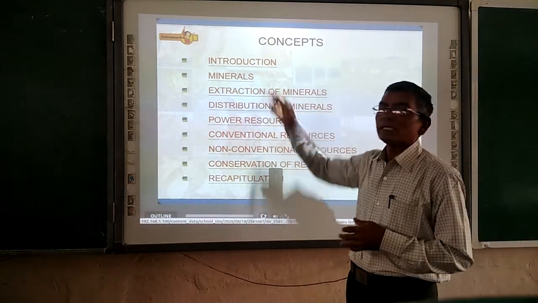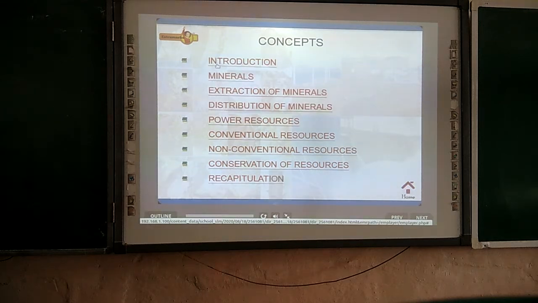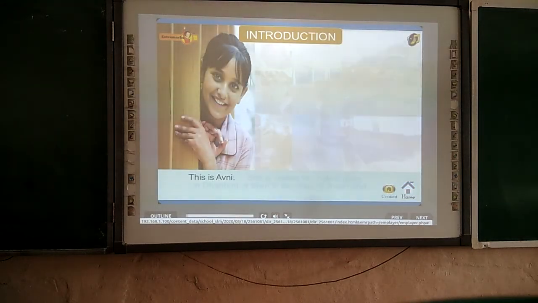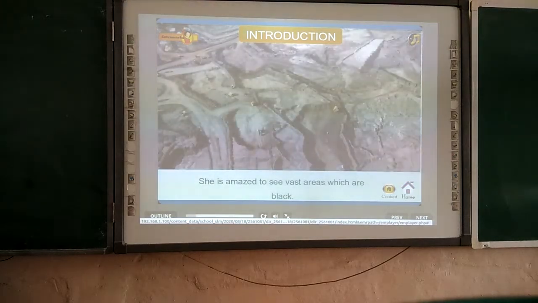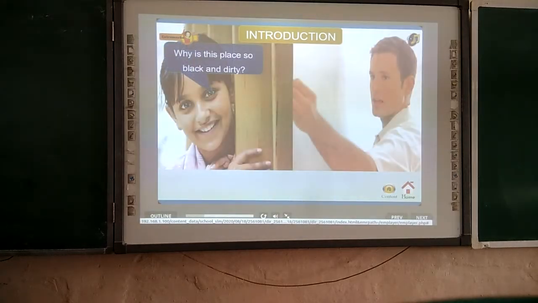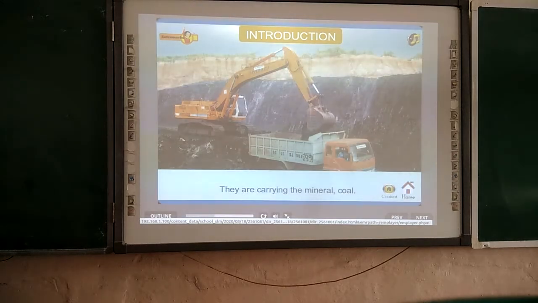Here, the first one is the introduction part. This is Avi. She is visiting her native place in Dhanbad, a town in the state of Jharkhand. She is amazed to see vast areas which are black. Why is this place so black and dirty? This is because of coal mines nearby. Can you see the trucks? They are carrying the mineral coal.